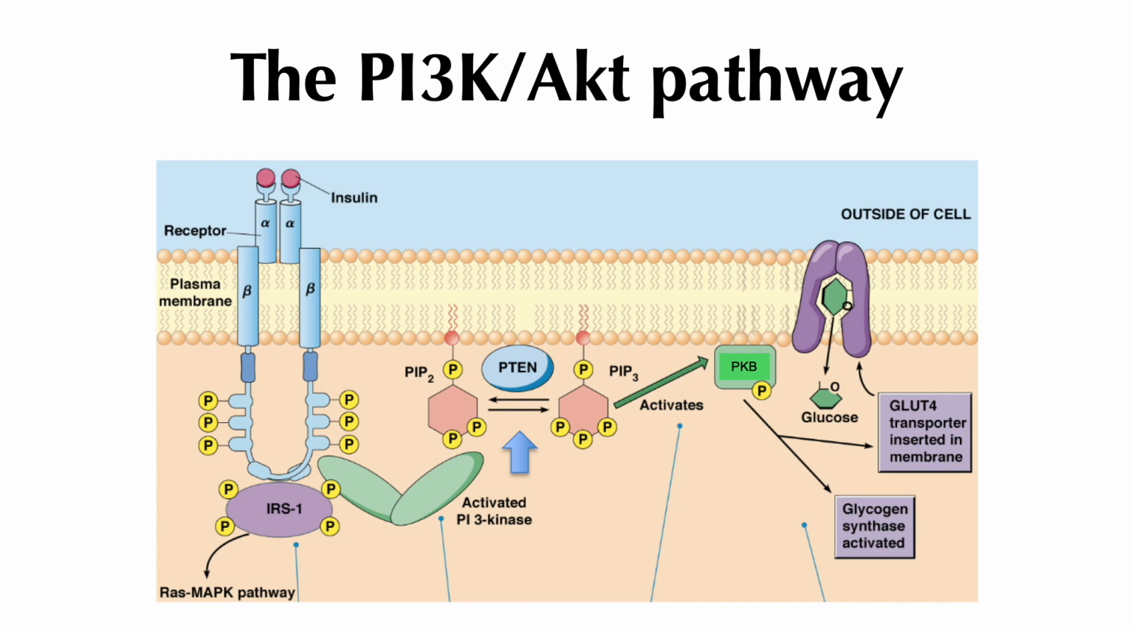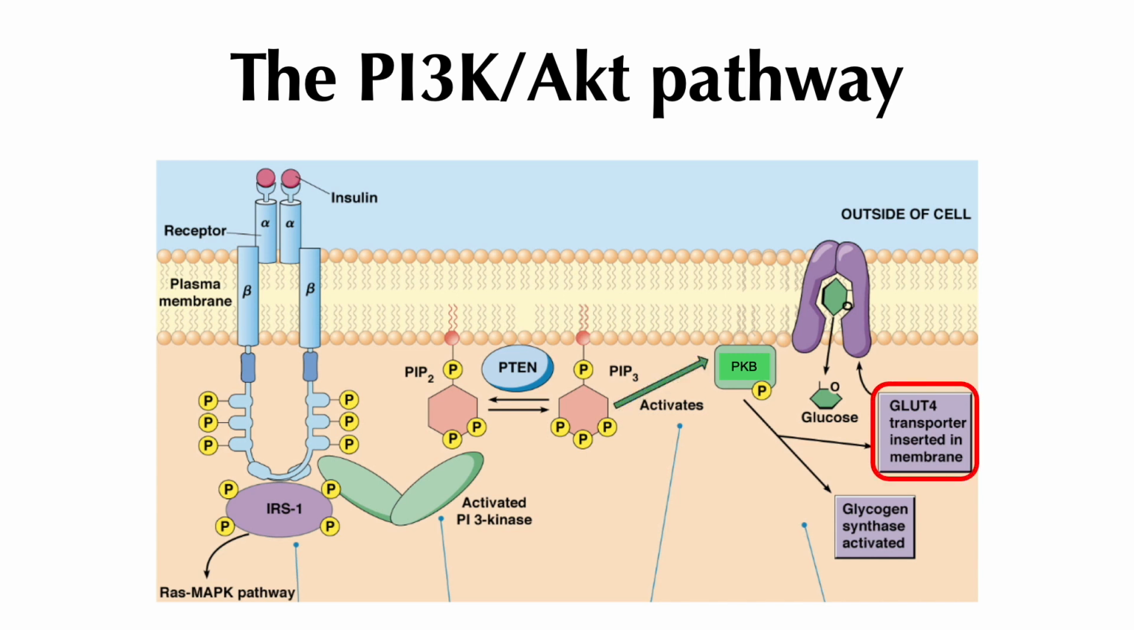By the way, PTEN, which stands for phosphatase and tensin homolog, is a PIP3-specific phosphatase that converts it back to PIP2. As you will learn eventually under the biochemistry of cancer, PTEN is encoded by a tumor suppressor gene in humans. Now, PIP3 then goes on to activate a protein kinase called protein kinase B, or PKB for short.